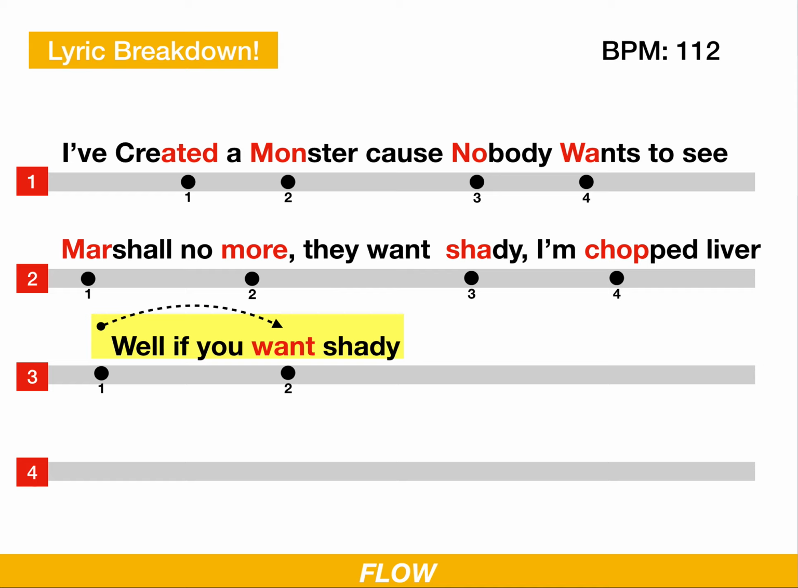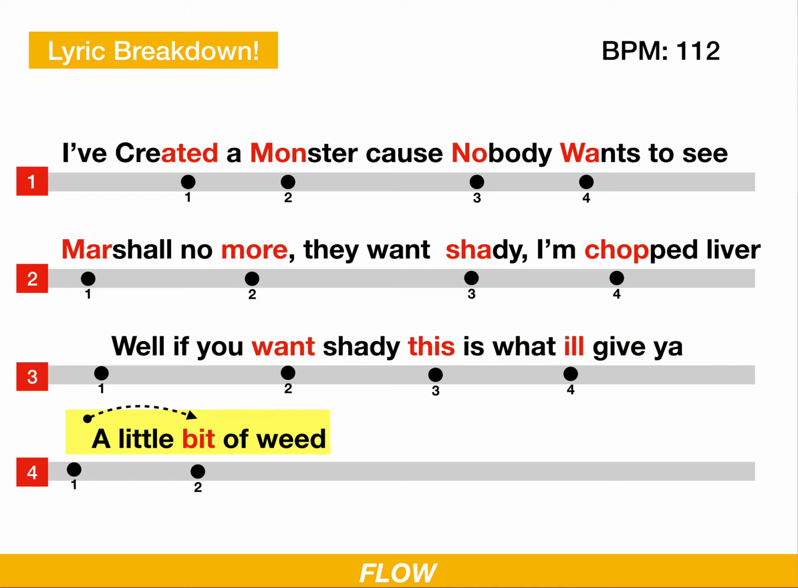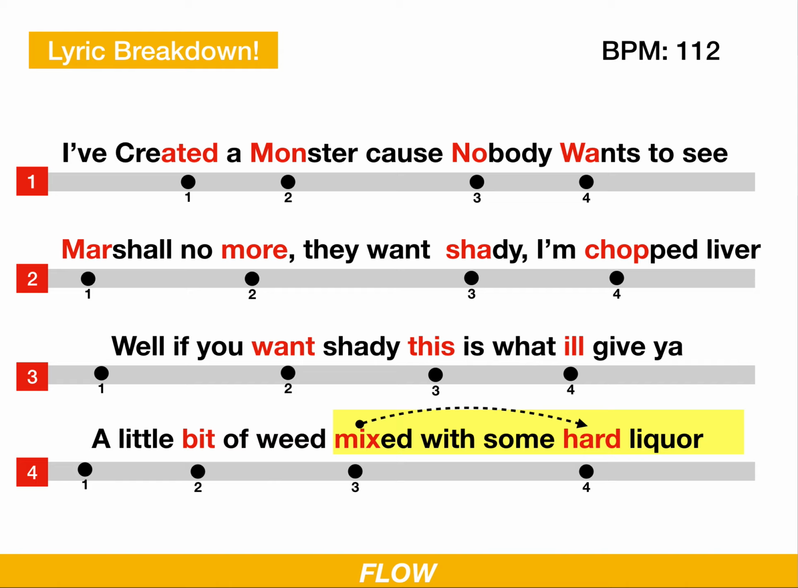Just take a look, as I go through this, like really look at how the words are structured to the beat. I highlighted in red where the words are stressed onto the beat, and it's like an anchor. You want to anchor your words to these beats. And so here we got Shady. I'm chopped liver. This is what I'll give you, mixed with some hard liquor. So chopped liver and hard liquor go together, and notice how they are both on the fourth beat.